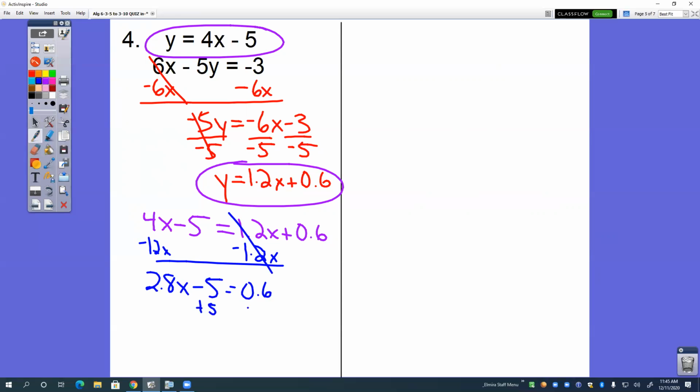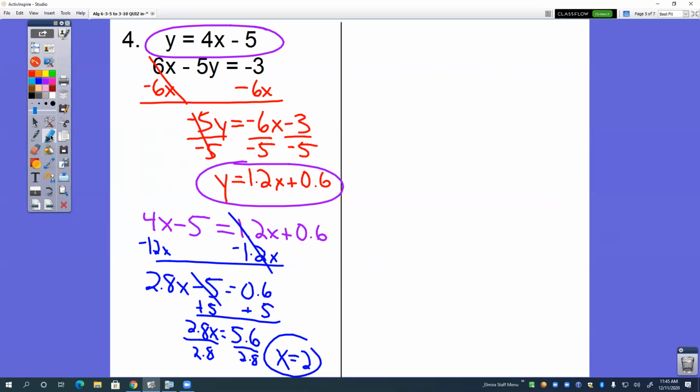I'm going to add 5 and add 5, solving my two-step equation. So I get 2.8x equals 5.6. Divide by 2.8, divide by 2.8, and you get x equals 2. That's one of my two answers.